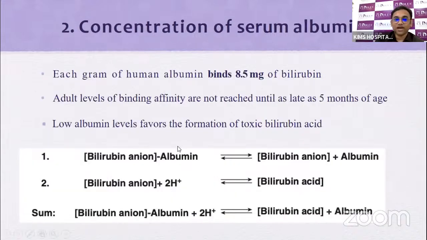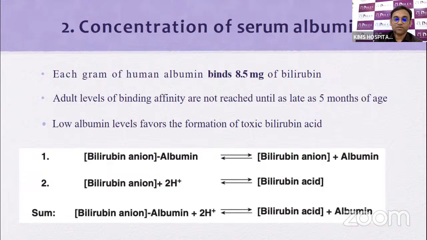So we can have very high bilirubin levels, but our body is formed in such a way that we have other protective mechanisms to counteract these high bilirubin levels. One of them is the serum albumin. The serum albumin can bind around 8.5 milligrams of bilirubin per gram, and it tries to maintain the high levels of bilirubin in the intravascular space or deposit it in the skin, not allowing it to cross the blood-brain barrier. However, newborns have very little albumin, and the binding affinity is also much lower compared to adult levels, which are reached only around 5 months of age.